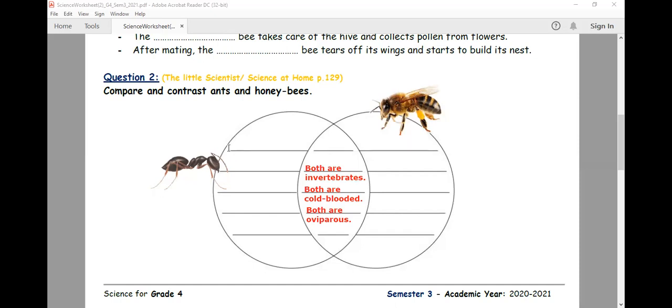And ants have six legs, and the bees have four legs. No, they are both insects. They both have six legs. Bees and ants have six legs. They lay eggs, and ants lay eggs.